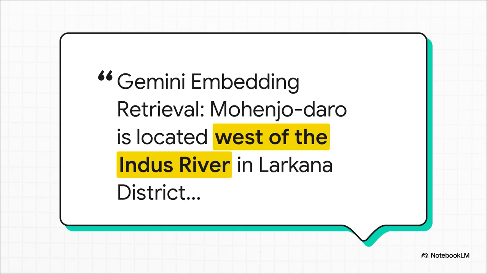But Gemini Embedding? It perfectly understands the intent of the Assamese query. It navigates the English documents and pulls out the exact passage with the correct answer, the Indus River. I mean, this is that universal map of meaning in action, right there.